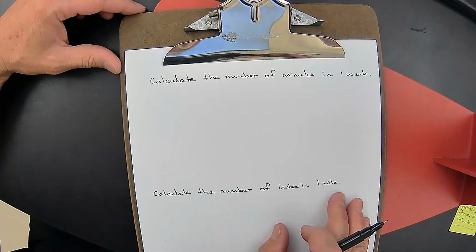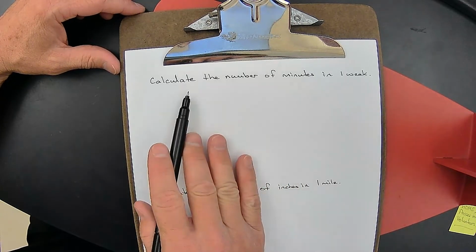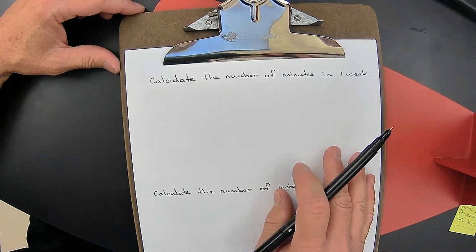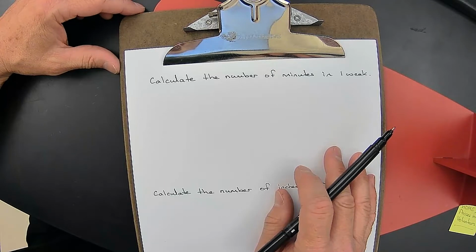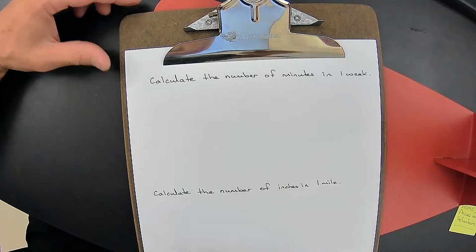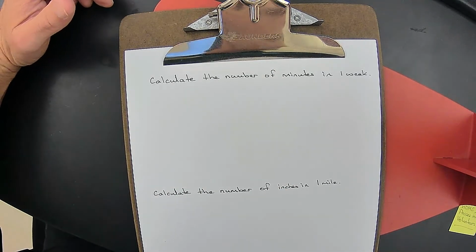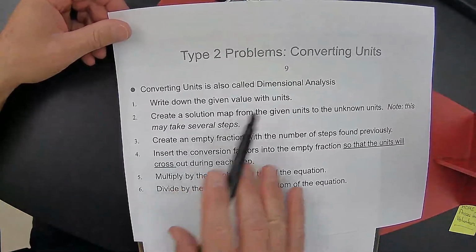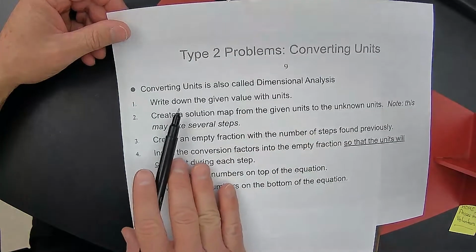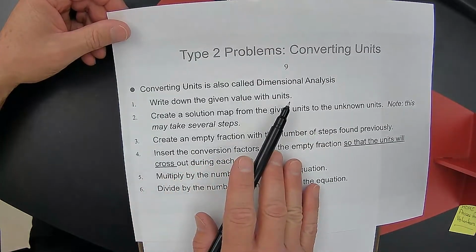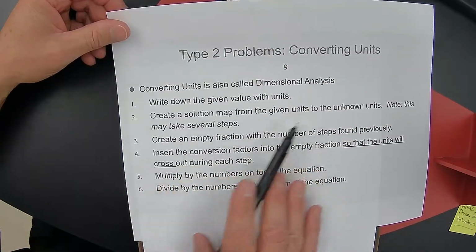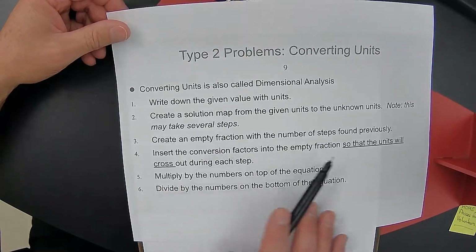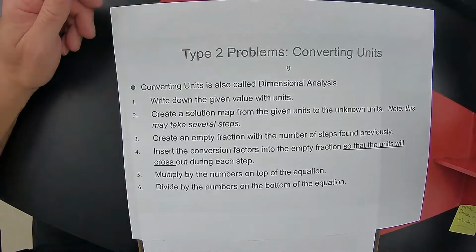In this video, we're going to walk through a couple of examples on conversions, and in these examples, we're going to be using more than one conversion factor during the process. So if you remember last video, what we talked about was the steps for converting units: writing down the given value with the units, creating a solution map, making an empty fraction, and putting the conversion factors into that empty fraction.